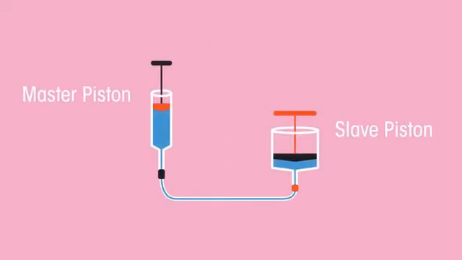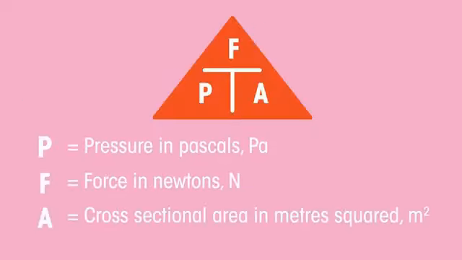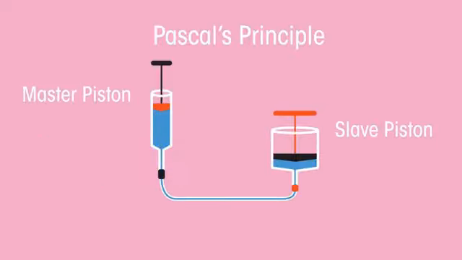The science of hydraulics is due to Pascal's principle. Because liquids can't be compressed, the pressure stays constant between the master and slave piston. And thanks to the relationship between pressure, force, and area, it means a relatively small force can be applied to the master, which will result in a much larger force on the slave.